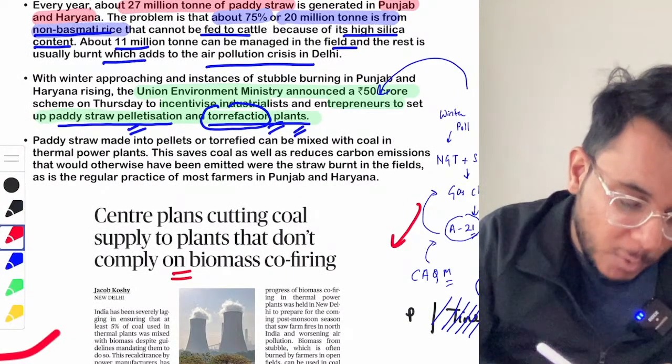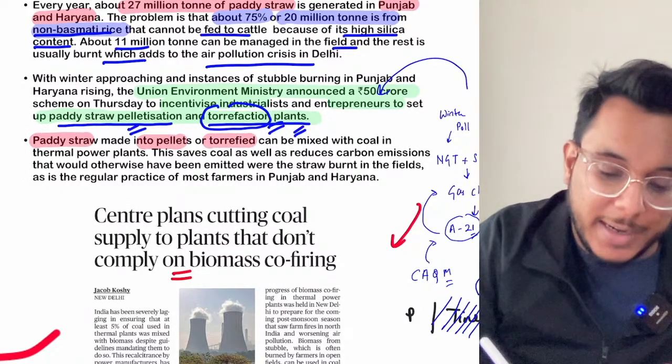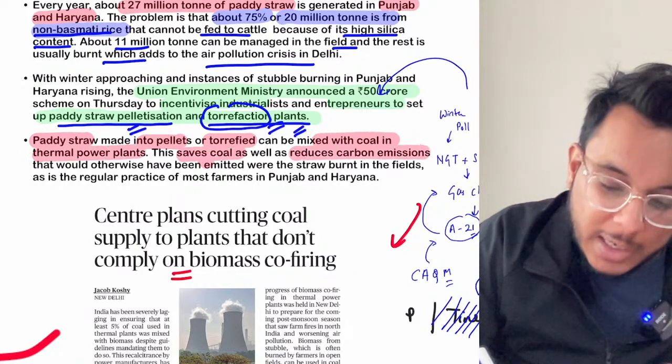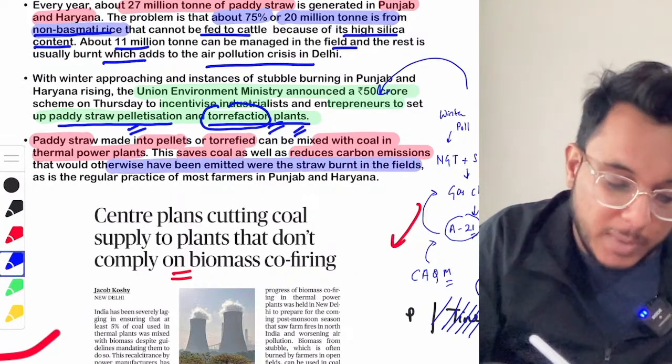Now the government has provided that the paddy straw which is made into pellets or which is torrefied can be mixed with the coal in thermal power plants. It will save coal as well as reduce the carbon emission that would otherwise have been emitted when the straw is burnt in the fields.